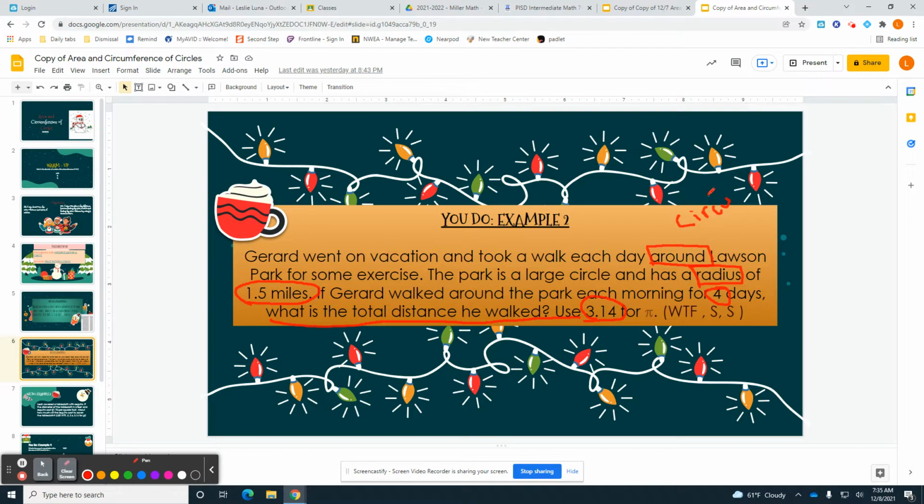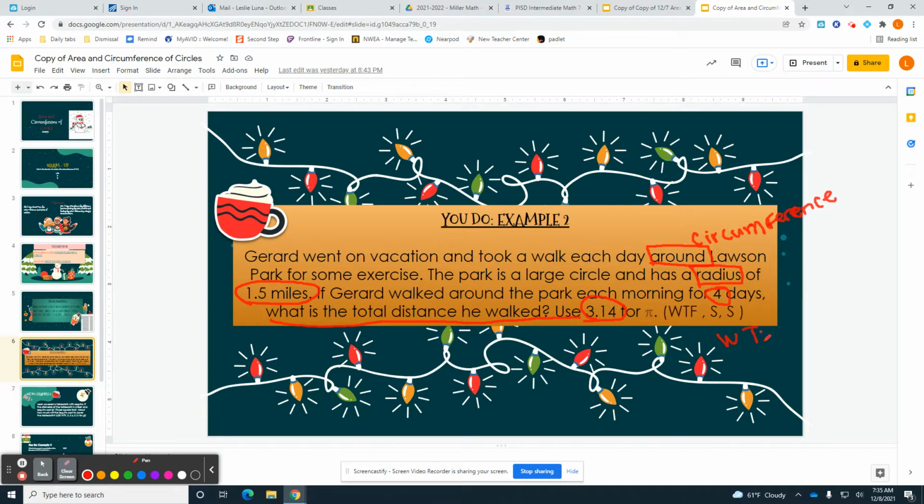Sorry guys, I'm trying to write with my mouse. Let me fix that. So yes, you should have been finding circumference, and it gave you radius, so that told you what formula to use.